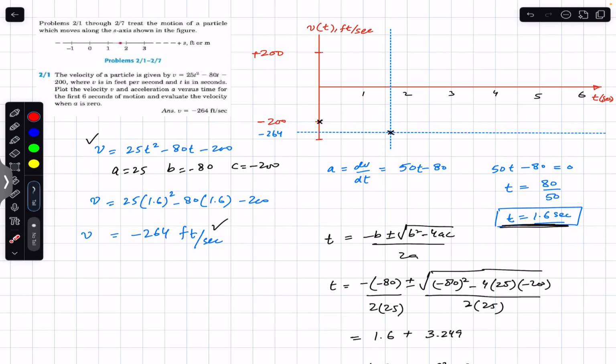Now you can see that this is 4.5, so somewhere here is 4.849. Here the velocity is equal to 0. So this is the third point here.